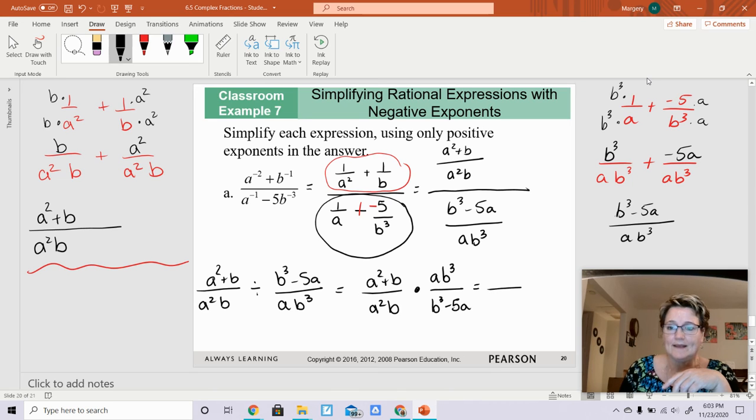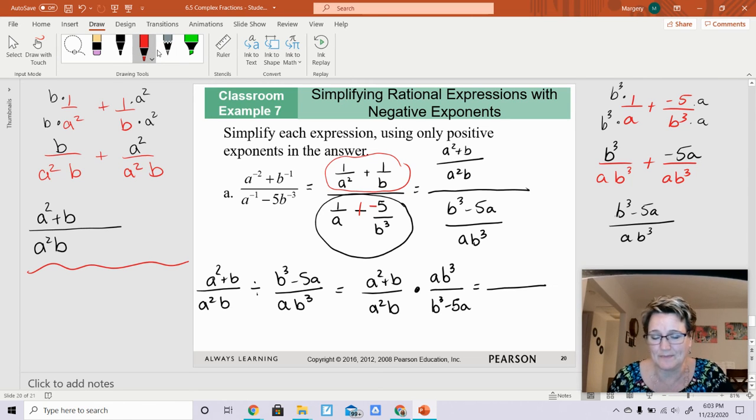All righty. You can reduce it if you want to. I'm going to just go ahead and do that now. A goes into a once. A goes into a squared, a times. B cubed divided by b leaves you with b squared. I hope you can understand that part. So then you multiply the numerators, you get b squared times a squared plus b. Leave it like that. You don't have to worry about anything. On the bottom, you're left with a times b cubed.